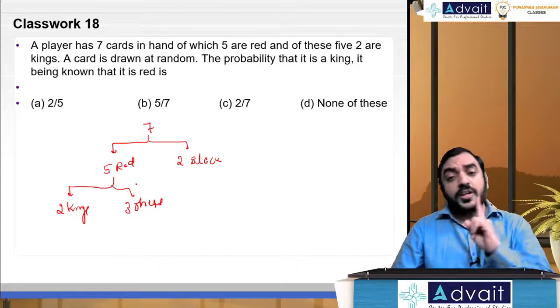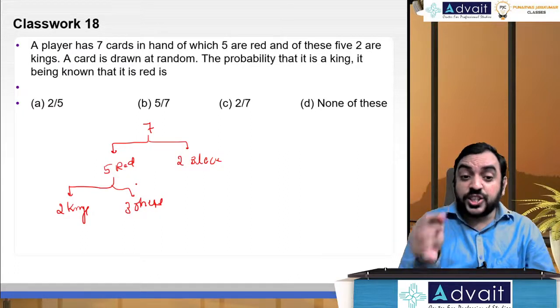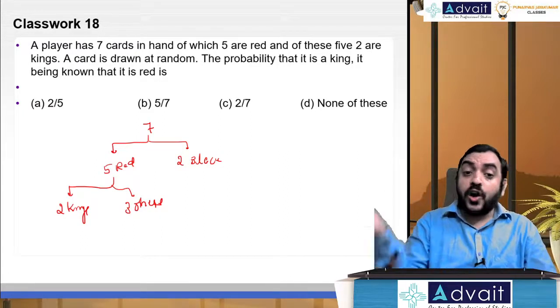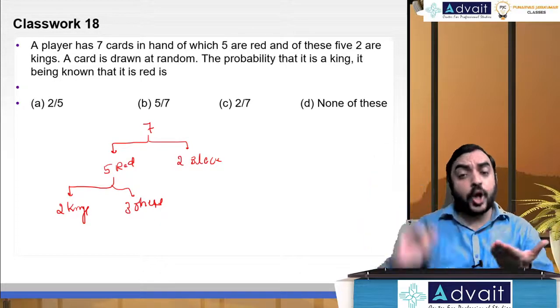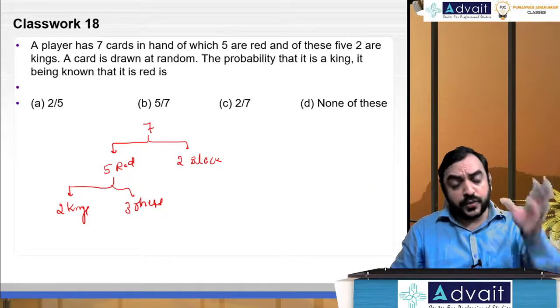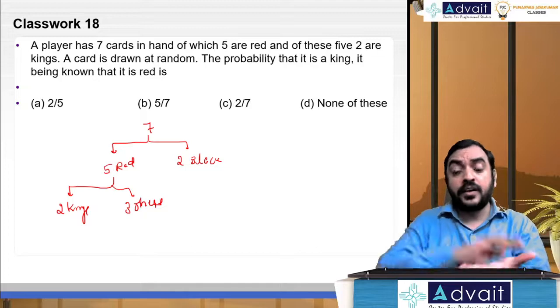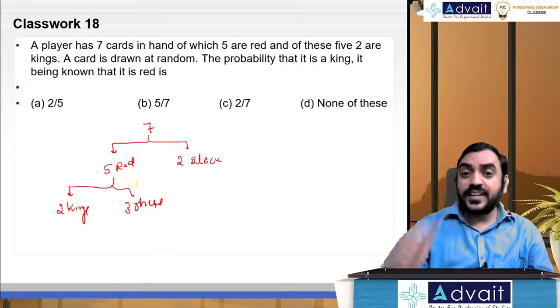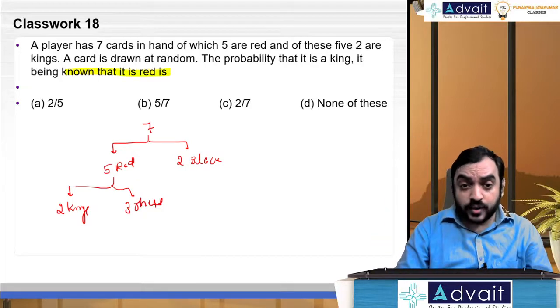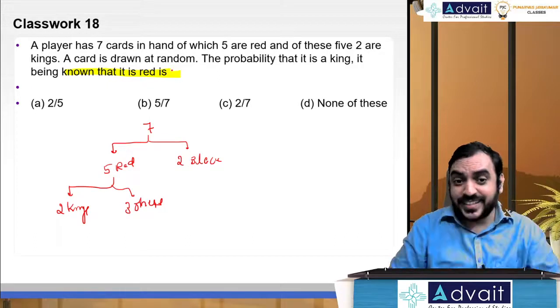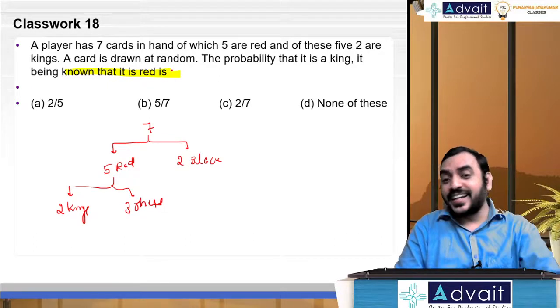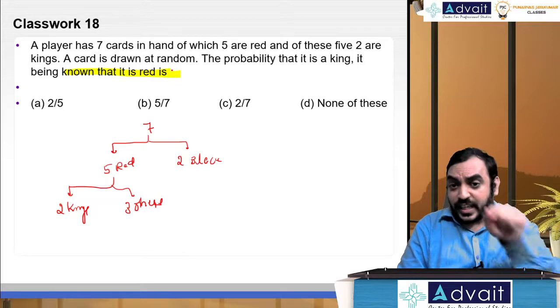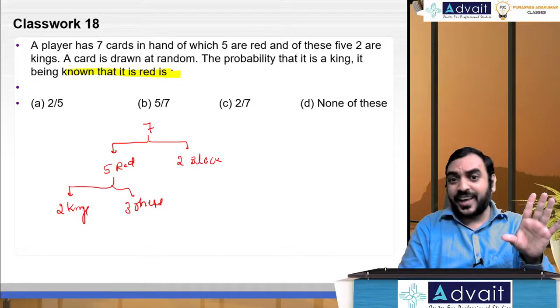Okay. Now look at the question carefully. Whichever event they have already given, that will be the denominator. Whichever event already happened, that will be the denominator. Now, which event already happened? It is known it is red. From this data, how many reds are there? Don't look at the entire pack of cards.